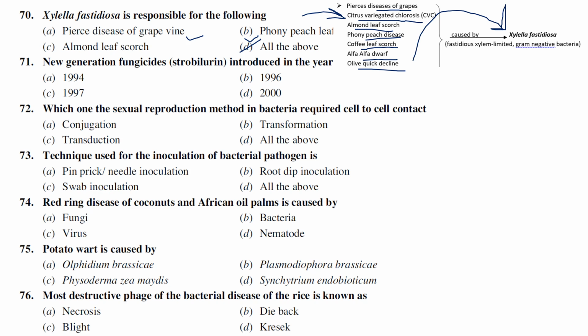I repeat, it is also the first plant pathogenic bacterium to be completely genome sequenced. If they ask for the first bacterium to be completely genome sequenced, it is Haemophilus influenzae. First plant pathogenic means Xylella fastidiosa. So Xylella fastidiosa causes all these diseases: Pierce disease of grapevine, citrus variegated chlorosis, almond leaf scorch, phony peach disease, coffee leaf scorch, alfalfa dwarf, olive quick decline, all caused by Xylella fastidiosa only.